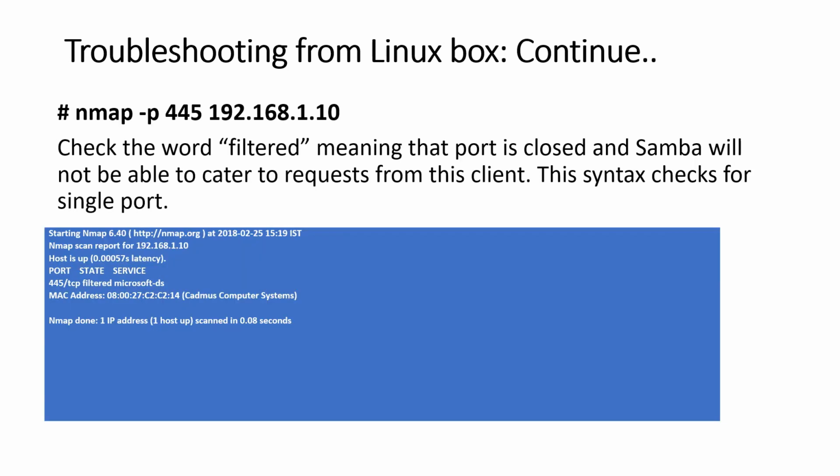We run the nmap command from the client in the following manner: nmap -p445 192.168.1.10. Check the word filtered, meaning that the port is closed. Here it is. And Samba will not be able to cater to requests from this client. This syntax checks for the single port.